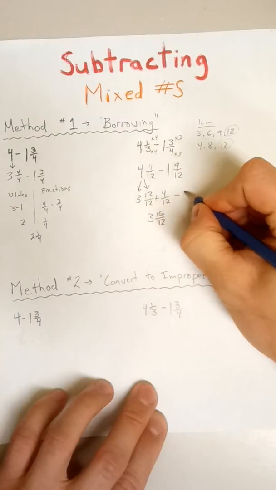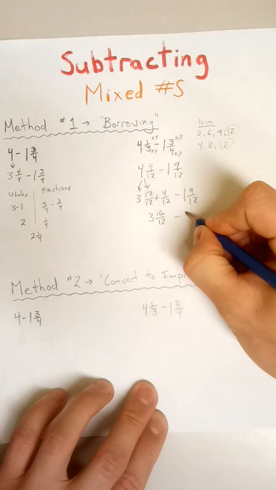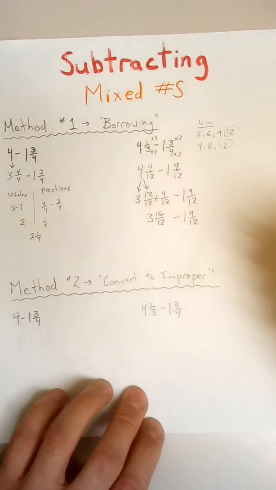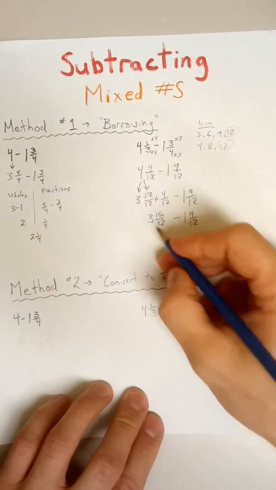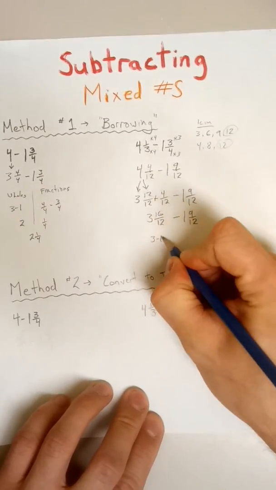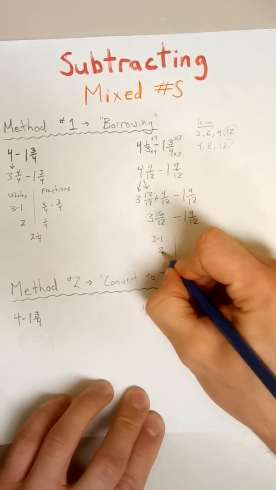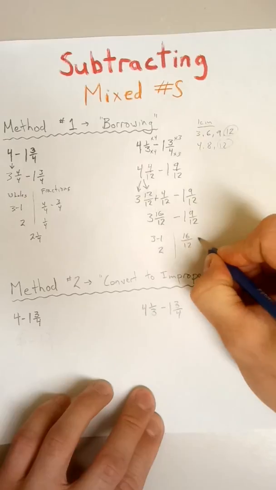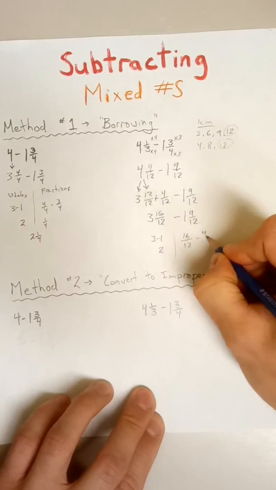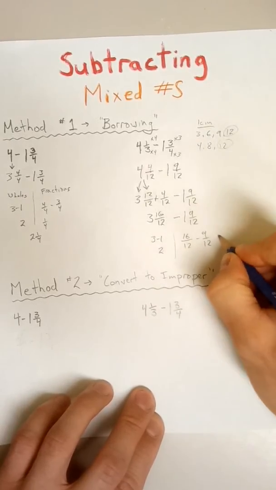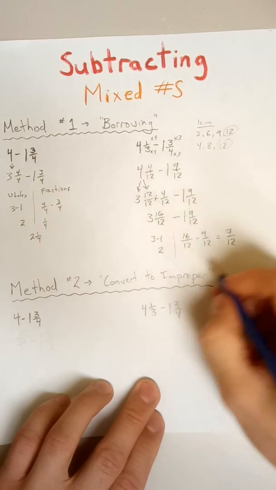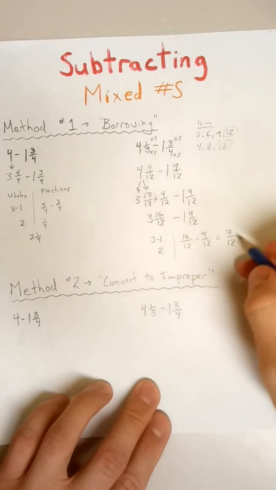Don't forget, we're subtracting 1 and 9/12. So that's minus 1 and 9/12. So now I can subtract my wholes on the left. 3 minus 1 is 2, and subtract my fractions on the right. 16 over 12 minus 9 over 12 is 7 over 12. Bring those together. My final answer is 2 and 7/12.